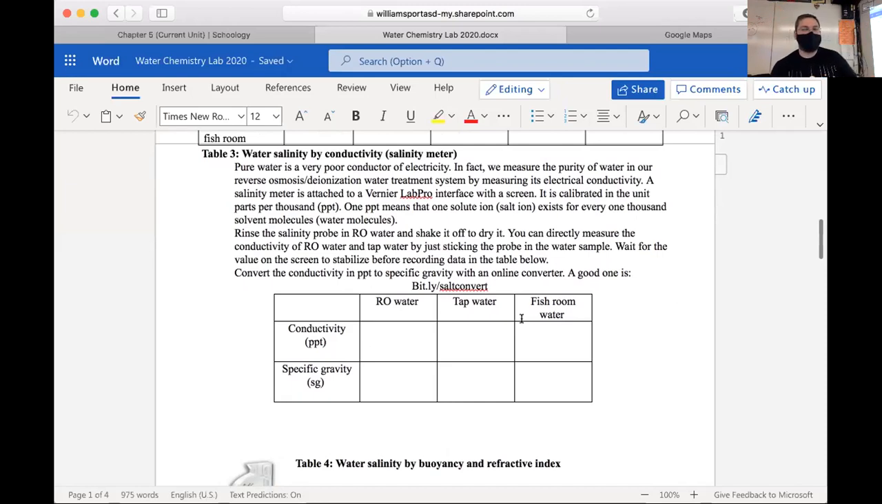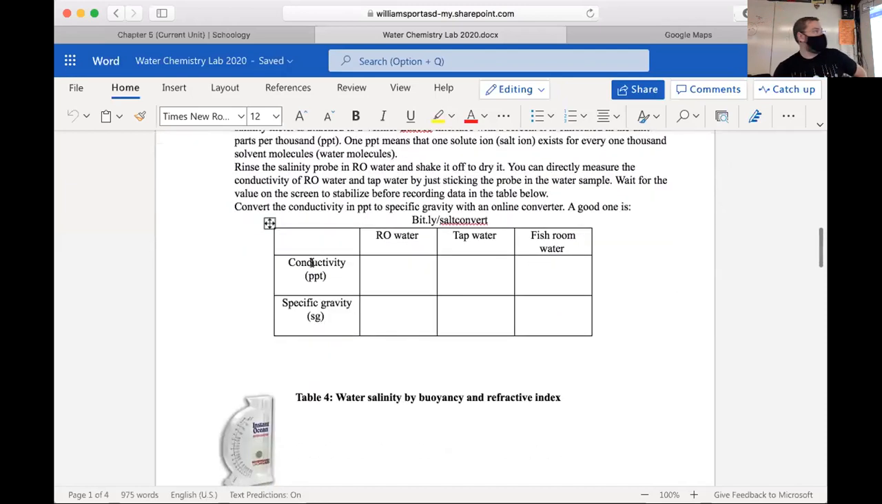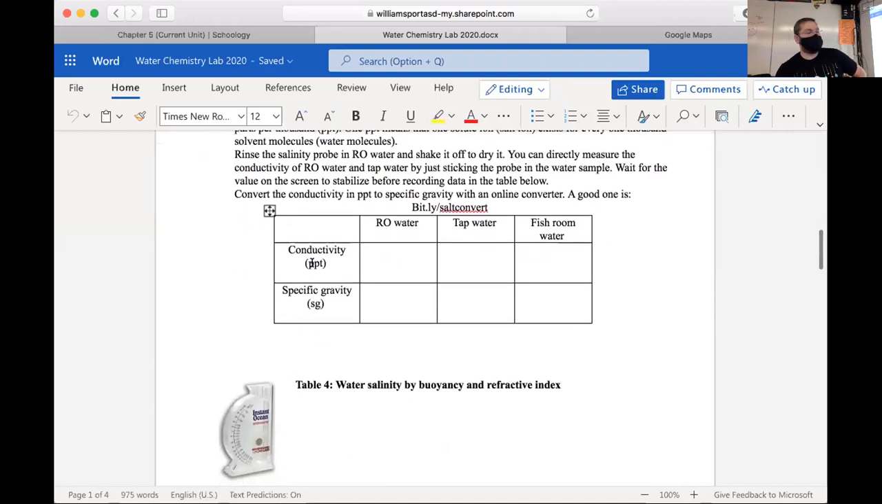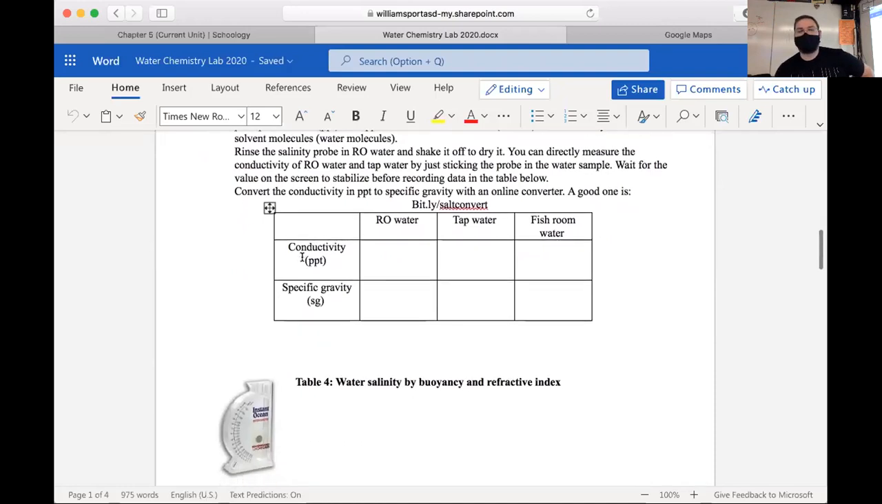The thing about the conductivity meter is that it measures conductivity in a unit, and it's displayed on the screen in parts per thousand. And this conductivity in parts per thousand means how many bits of salt there are per 1,000 molecules of water. But a common thing that we usually use in both aquarium science and in oceanography is another unit called specific gravity.